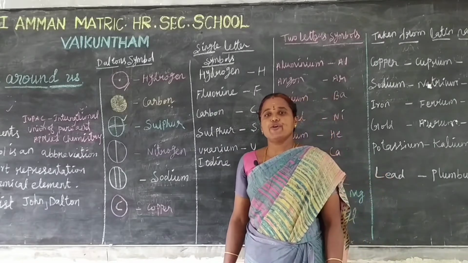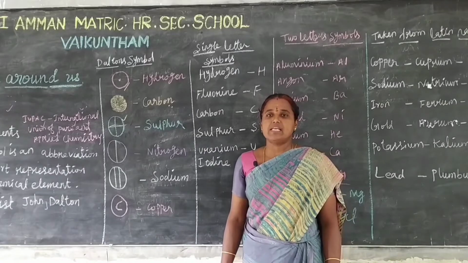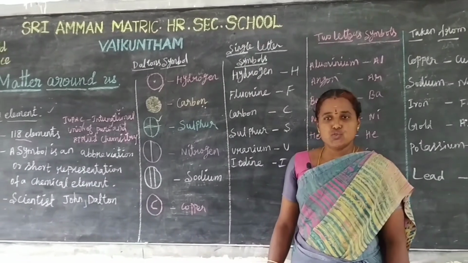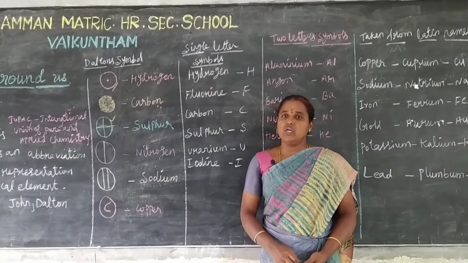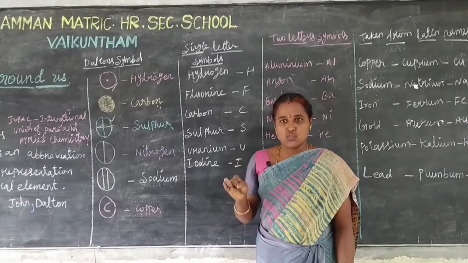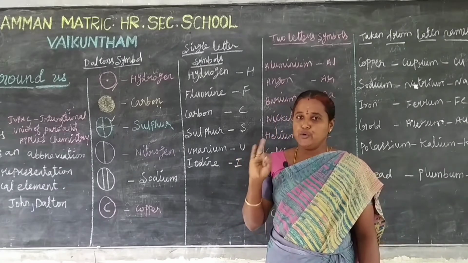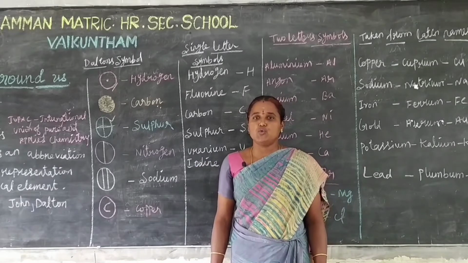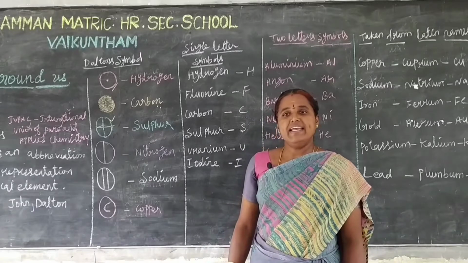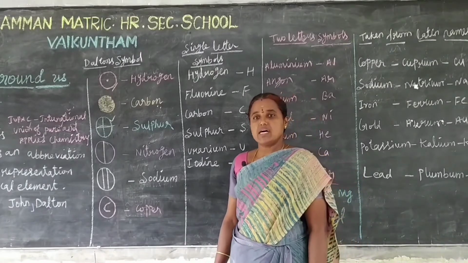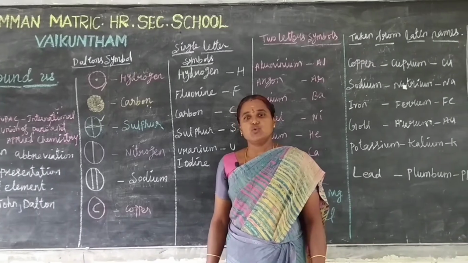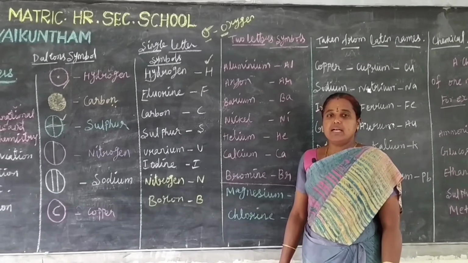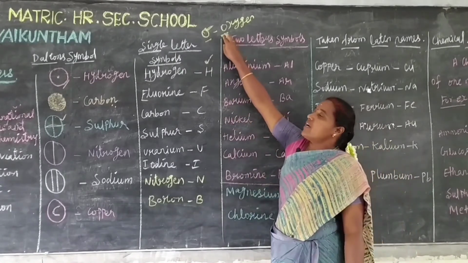Next, the following rules are followed while assigning a symbol to an element. First, chemical symbols usually consist of one or two letters. Second, the symbol of most elements corresponds to the first letter of their English name. Consider an example, oxygen. What is the spelling for oxygen?